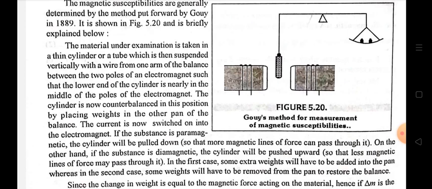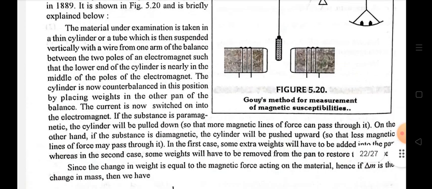The current is now switched on into the electromagnet. If the substance is paramagnetic, the cylinder will be pulled down so that more magnetic lines of force can pass through it. On the other hand, if the substance is diamagnetic, the cylinder will be pushed upward so that fewer magnetic lines of force may pass through it. In the first case, some extra weight will have to be added into the pan, whereas in the second case, some weight will have to be removed from the pan to restore the balance.